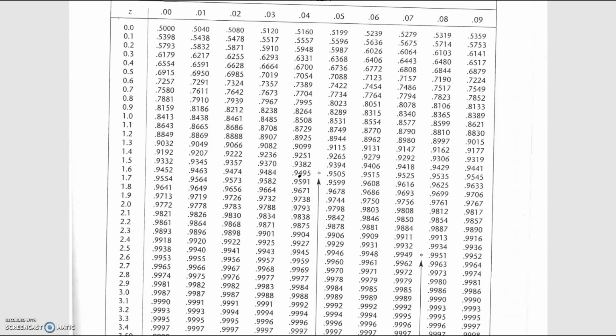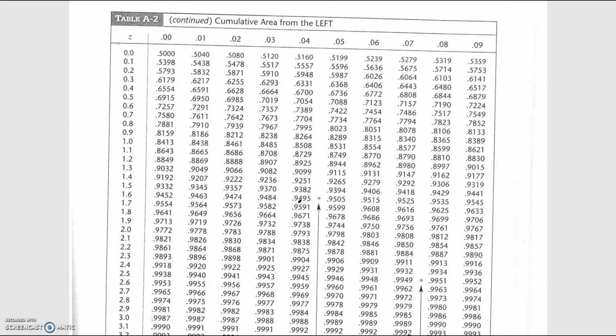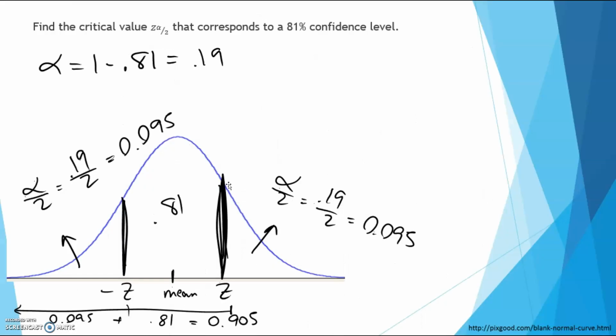Okay, so we were on the positive side, so I need to be on the positive side for z-scores. So somewhere in here, I've got 0.905. And there it is right there. That's as close as I'm going to get to it. 0.9049, that's as close as I'm going to get to 0.905. So that gives me 1.31 for my z-score. So this is equal to 1.31. And that's my answer right there.